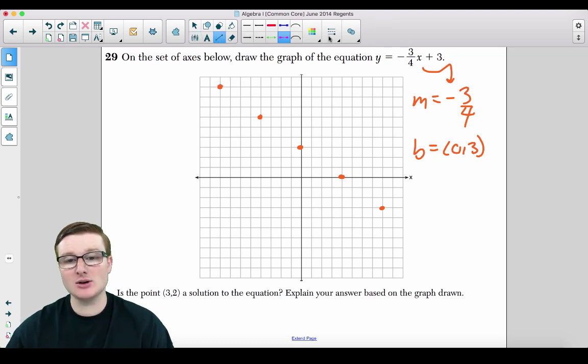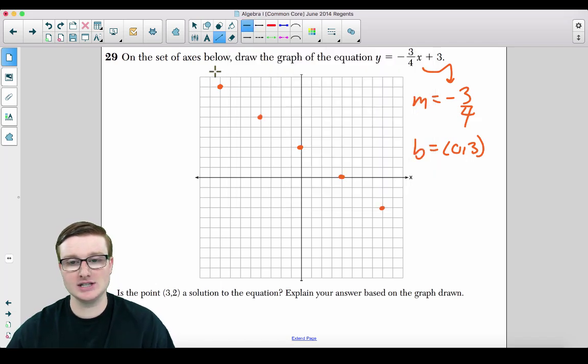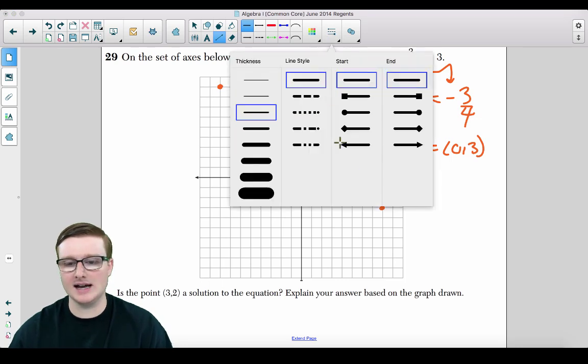Now what I'm going to do is I'm going to graph my line, just like so. Oh, shoot. I did that by mistake. I do that all the time.